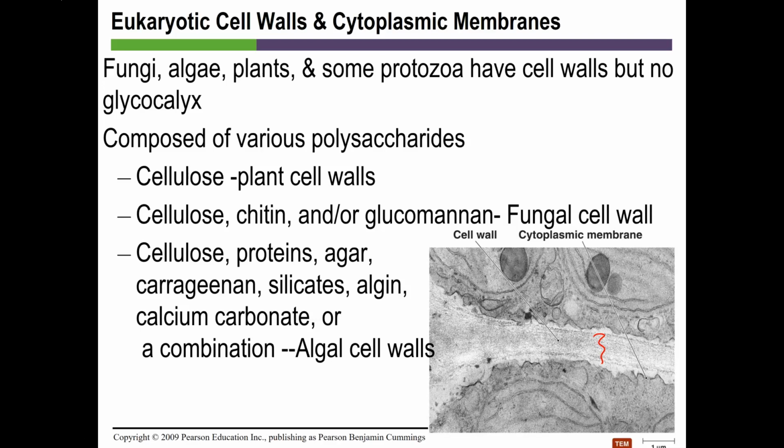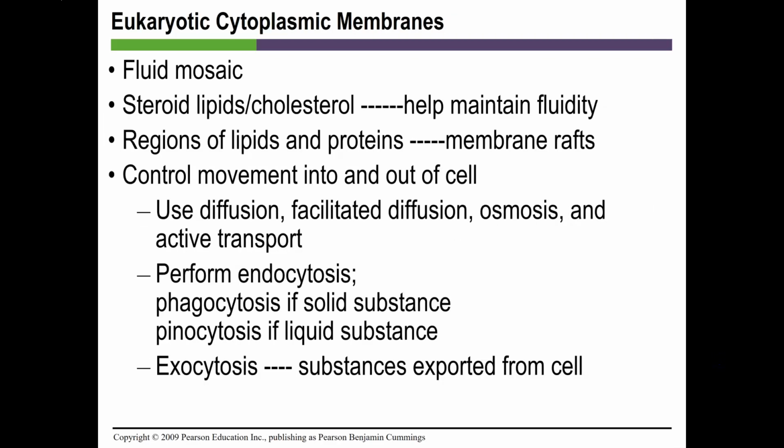When we're thinking about the cytoplasmic membranes of eukaryotes, they have the same general structure described by the fluid mosaic model. The membranes are constructed of phospholipids, but they also have steroids and cholesterol inserted in the membrane, which helps keep them fluid, meaning flexible, so things can move around.